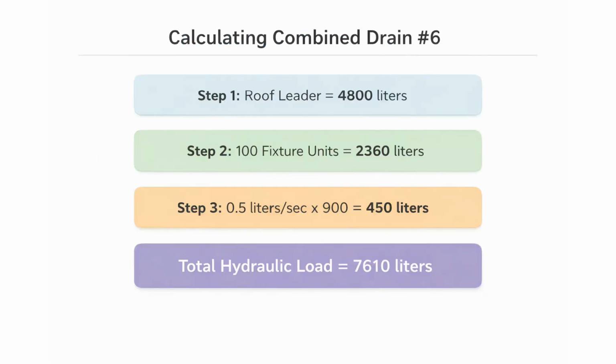Now, let's calculate the load for combined drain number 6 on that drawing. We pull down the 4,800 liters from our roof leader. Next, we convert the 100 sanitary fixture units, which gives us 2,360 liters. Finally, the half liter per second continuous flow adds 450 liters. Our total load for this section is 7,610 liters.